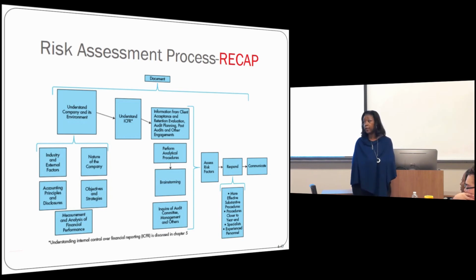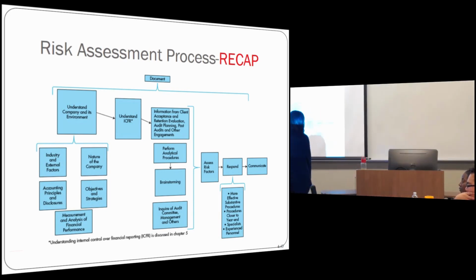You don't look at things with the same level of skepticism, and you might be subconsciously biased in favor of the client. That's going to impact how you evaluate evidence, and it's also going to impact how you evaluate the risk of material misstatements. It could possibly have an impact on how you evaluate audit evidence. So indirectly, it will impact audit risk.